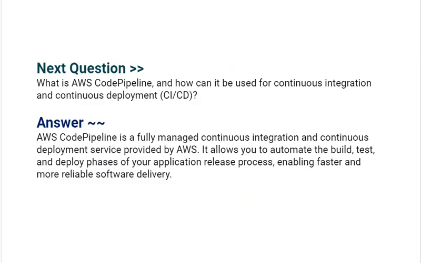Our interview question based on Certified Developer Associate is: what is AWS CodePipeline and how can it be used for continuous integration and continuous deployment (CI/CD)? Your answer should be: AWS CodePipeline is a fully managed continuous integration and continuous deployment service provided by AWS. It allows you to automate the build, test, and deploy phases of your application release process, enabling faster and more reliable software delivery.